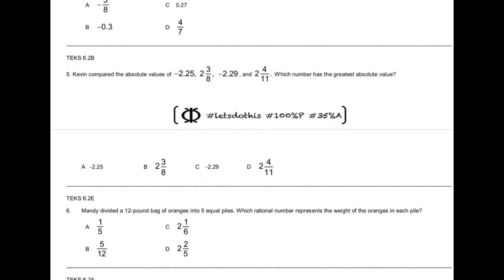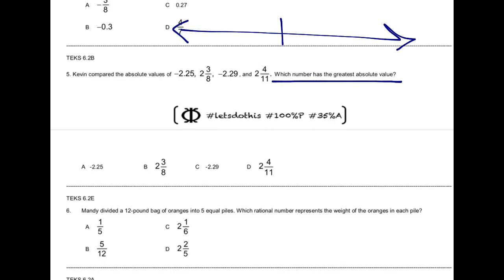So the bigger the number's absolute value, the farther it needs to be from 0. If I think about a number line, I think about 0 in the middle. The further it is away from 0, the bigger its absolute value, because absolute value is the distance from 0.